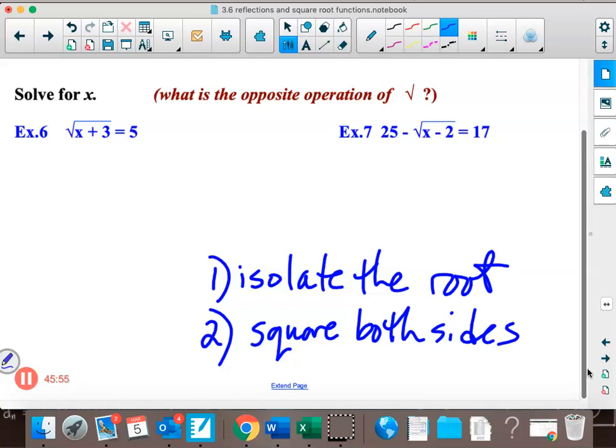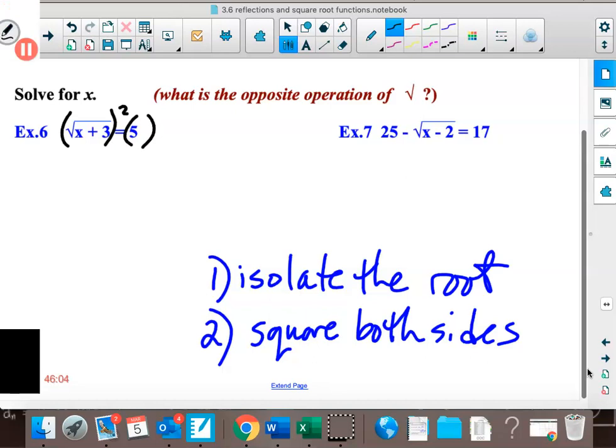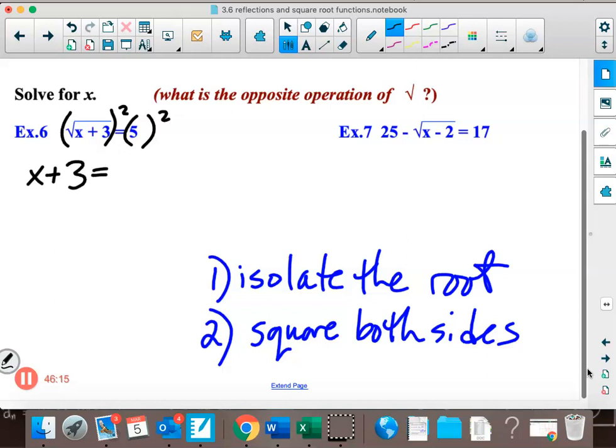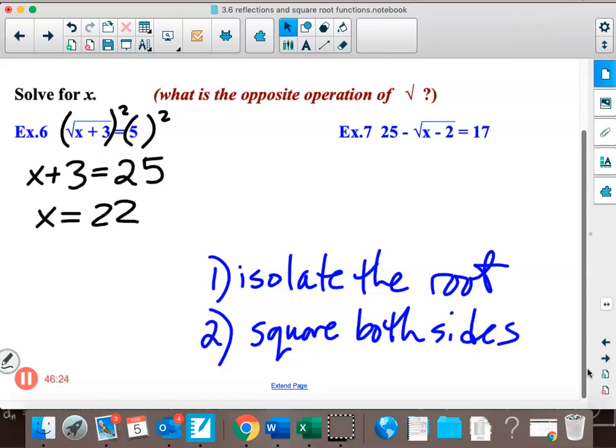So, for this first one, is the square root isolated? Yes. So we're going to square both sides. What is the square root of x plus 3 squared? X plus 3. What is 5 squared? 25. So if I subtract 3 from both sides, what does x equal? 22.